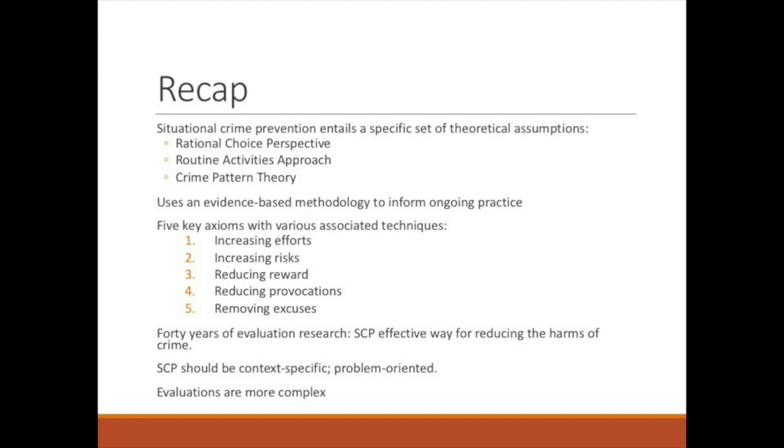It relates back to rational choice because it assumes that the motivated offender is trying to maximize their utility, maximize the payoff from committing a crime. And it relates to routine activities approach because it feeds into that 3-factor model where you have the motivated offender, the potential target or victim, and the capable guardianship or lack thereof.